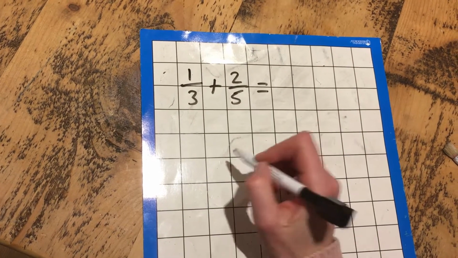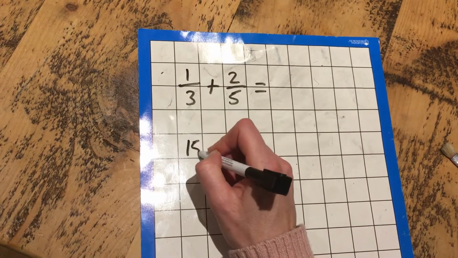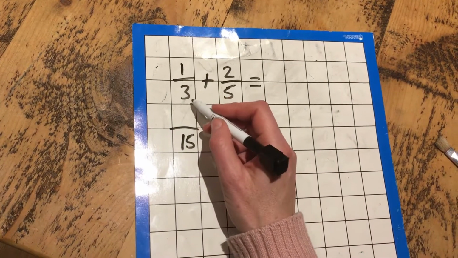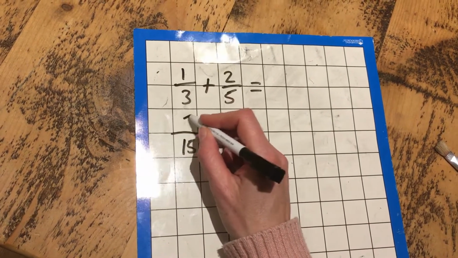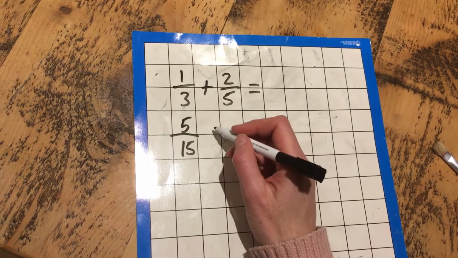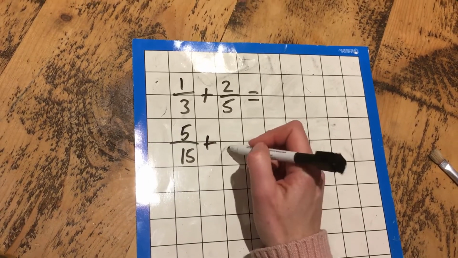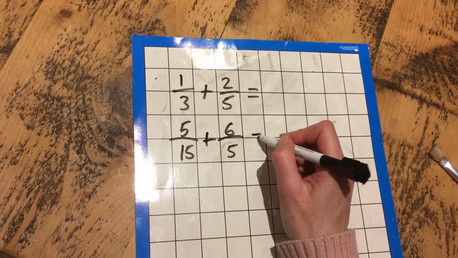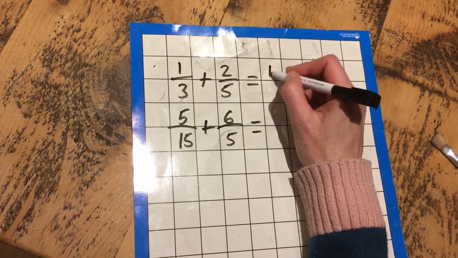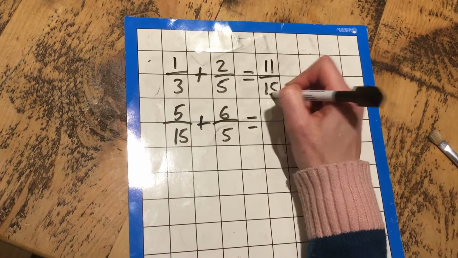So you need to make the denominator the same. You're going to go for 15. 3 times 5 is 15. So 1 times 5 is 5. 5 times 3 is 15. 2 times 3 is 6. 5 plus 6 is 11. 11/15.